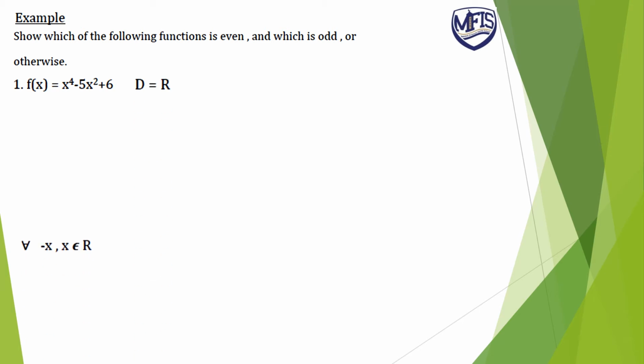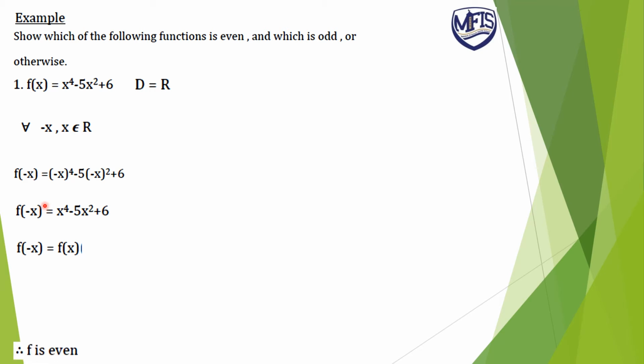The domain here equals R. We write: for every x and negative x belonging to R, f of negative x equals negative x power 4 minus 5 negative x power 2 plus 6. As you know, the power is even, so we cancel the negative, and the function will be x power 4 minus 5x power 2 plus 6. It returned equal to f of x, so f of negative x equals f of x. Therefore, the function is even.